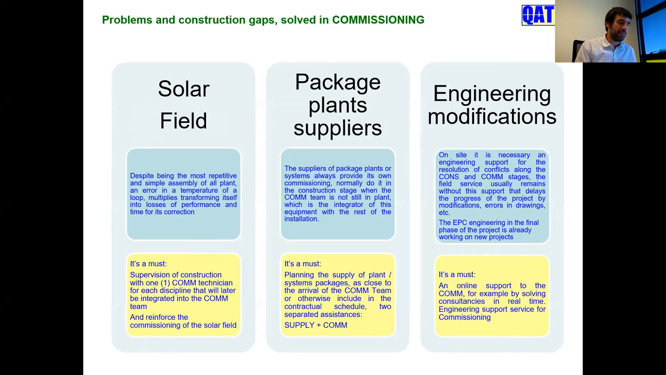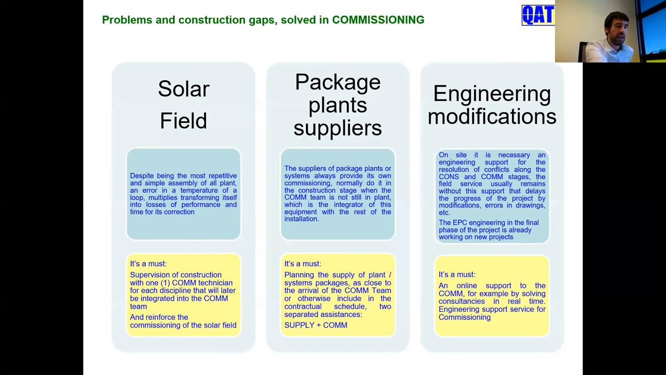But you need commissioning support. The supplier of the inverters supports the inverters with his own commissioning technician, but he doesn't connect the inverters to the other equipment. So you need support in the commissioning of the package plants. For instance, including in the contractual schedule two separate assistances, one for supply and one for commissioning, or bringing the supplier of the solar tracker close to the commissioning stage. But it's impossible, because the solar tracker must be put in the field at the early stage of the development of the plant.